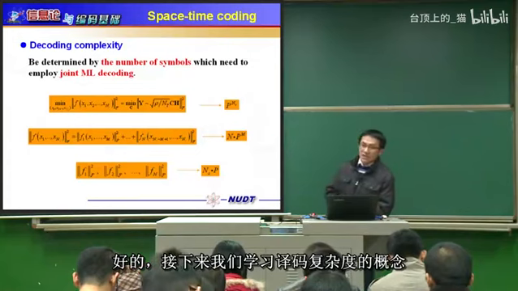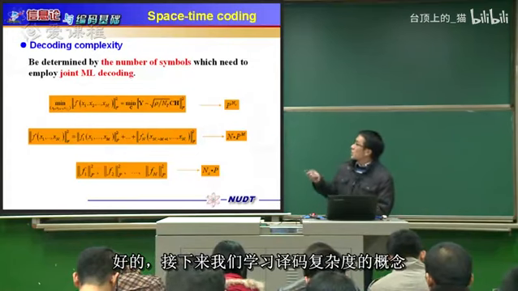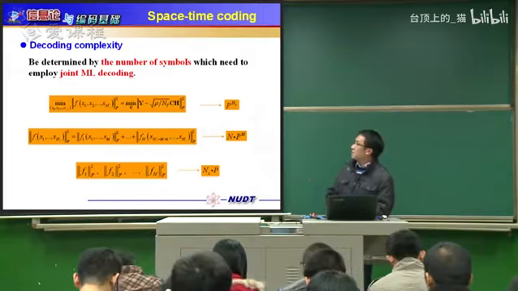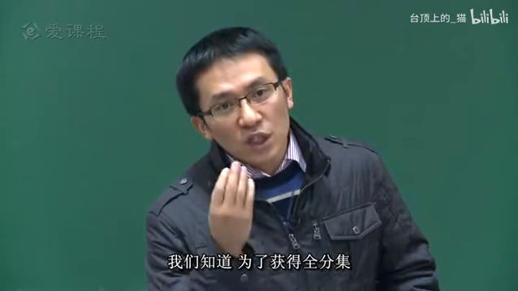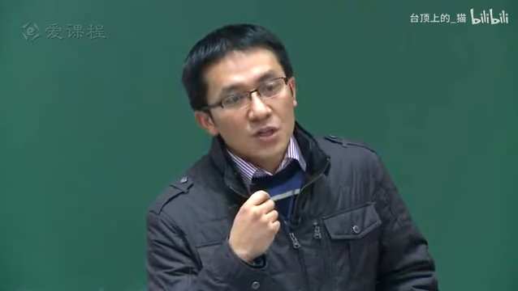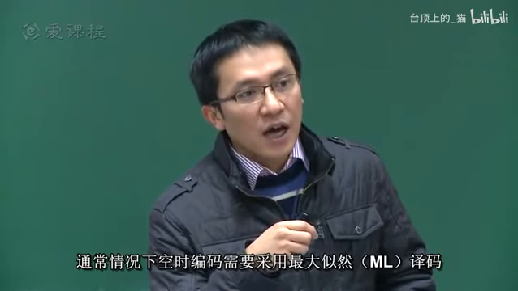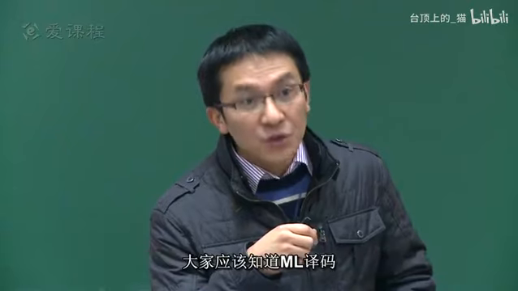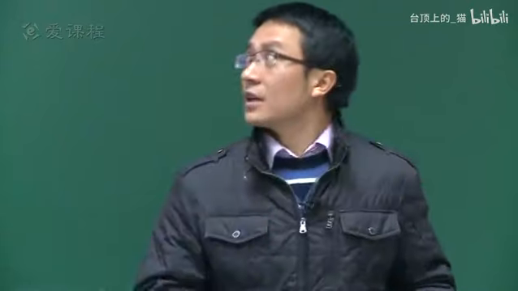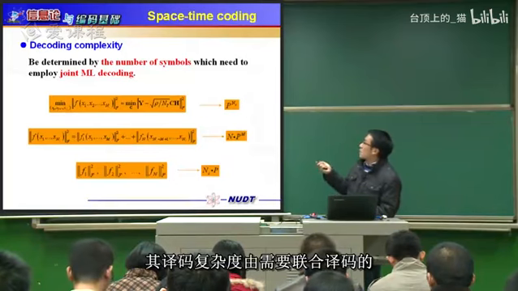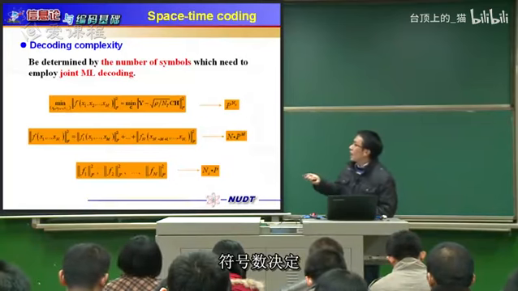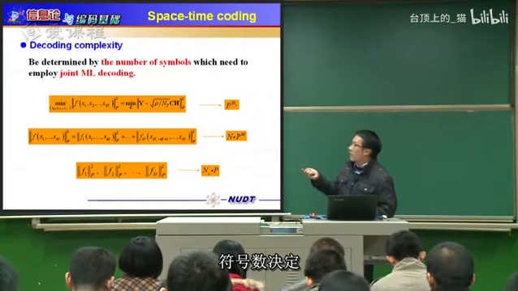Okay, let's see the next parameter, which is decoding complexity. We know that in order to obtain full diversity, usually space-time codes have to use ML decoding. So you should know ML decoding. The decoding complexity is determined by the number of symbols which need joint ML decoding.